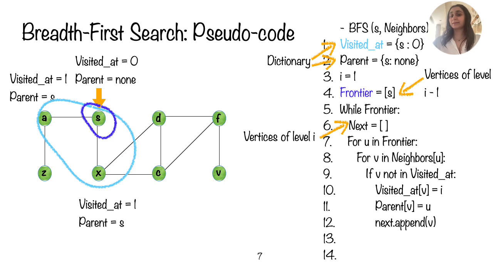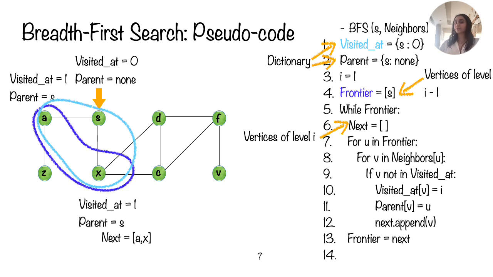So that's the next also. No, sorry, that's not the next. I add to the next A and X, right? These are the next. Now these are my frontier. Okay? I added A and X. And now when I finish this, I set frontier to the next. So now the frontier is A and X.